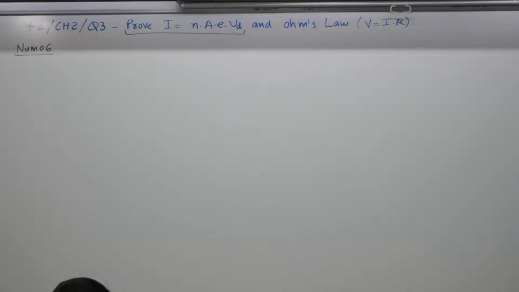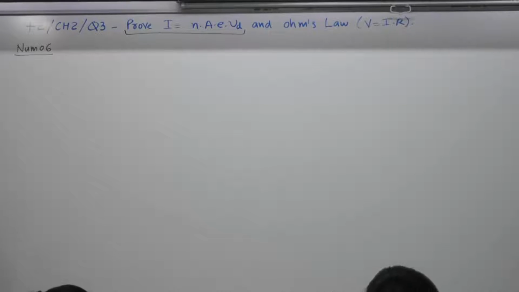Numerical number 6: a uniform wire of length 1 meter and cross-sectional area 5 into 10 power minus 7 meter square carries a current of 1 ampere. Assuming that there are 8 into 10 power 28 free electrons per cubic meter in copper, how long will an electron take to drift from one end of the wire to the other?